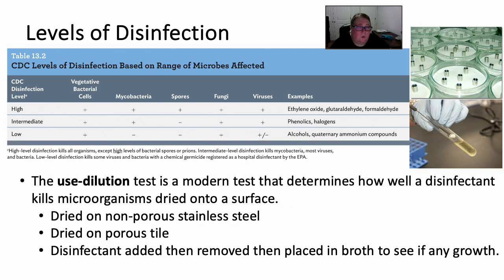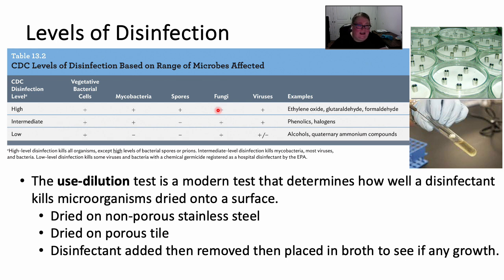Now, how well does that disinfectant work? The CDC actually has some tests that they run, and they use it to classify cleaners by their level of disinfection. Okay, so we're going to have some cleaners that have high levels of disinfection. Okay, they're going to kill things like vegetative cells. Okay, these are just normal cells going through normal growth. Mycobacterium, spores, so endospores, fungi, and viruses. Okay, so something with a high level of disinfection is going to be able to kill and get rid of all five of these things.